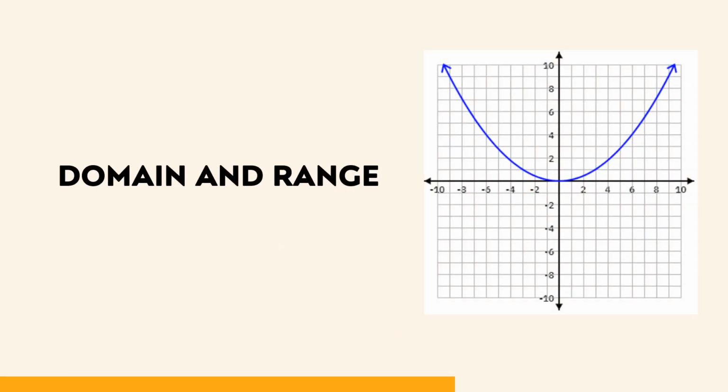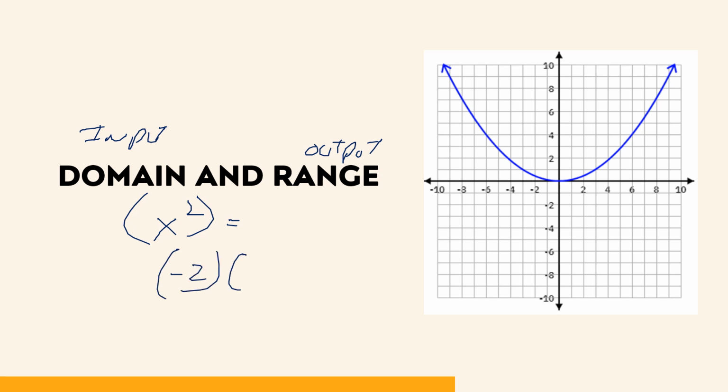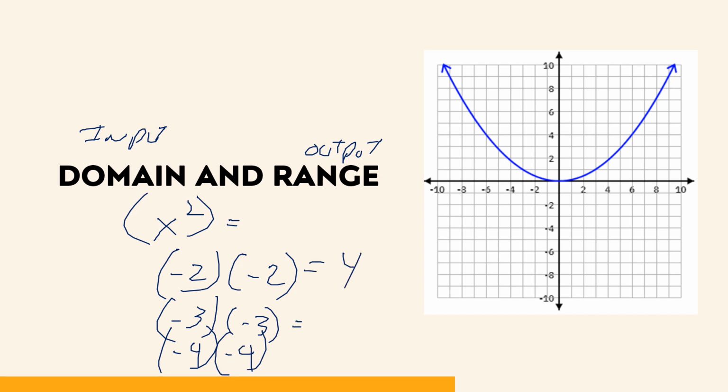And let's talk a little bit about domain and range. Remember, your domain's your input. Your range is your output. So if you got x squared just by itself, is there any way you can put a number in for x squared and get a negative number? No, because a negative times a negative is always a positive. You got 4, you got 9, you got 16.